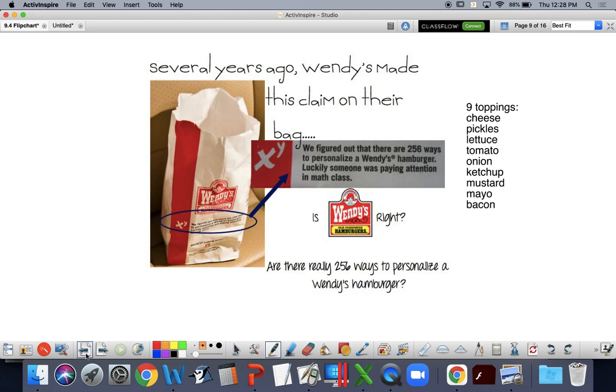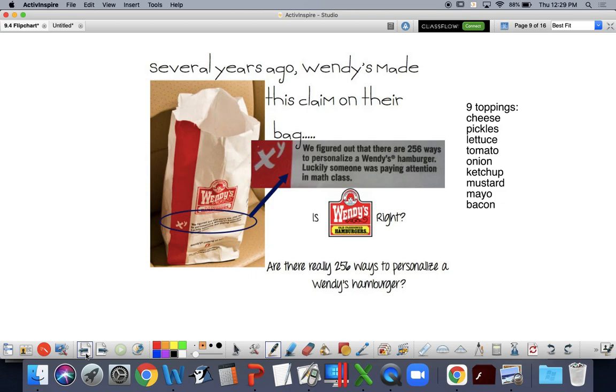Now, this was a few years ago. If you go to Wendy's now, they have all these other toppings you can put on your hamburger, like chili, or maybe at some point they had it. But at the time, here were the 9 potential toppings you could choose from. Bacon and cheese cost a little more, but they're still options for adding to your hamburger. We have pickles, lettuce, tomato, onion, ketchup, mustard, mayo. So how many different ways are there to choose all these things, to personalize it your own way?